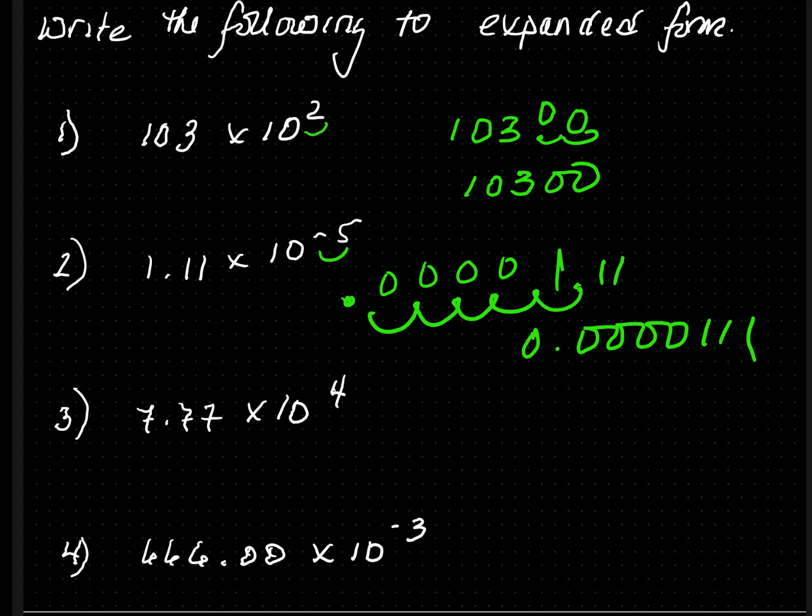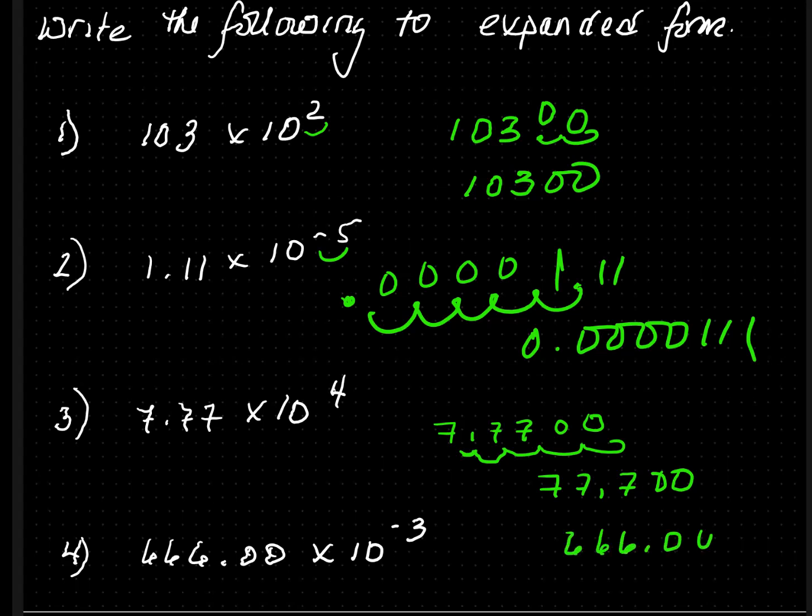Pause the video and try 3 and 4 and then check your answer. So number 3, we have 7.77 times 10 to the positive 4. We rewrite it. The decimal is given right here. Since the exponent is positive, the number is big, so we need to move the decimal to the right 4 times. 1, 2, 3, 4. All these places that have empty spaces, we must add zeros as placeholders. So you need to rewrite the answer to clean it up. It's 77,700.